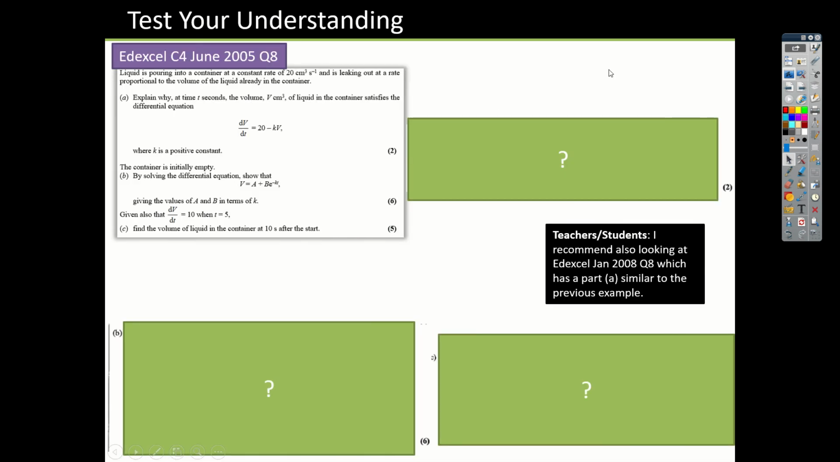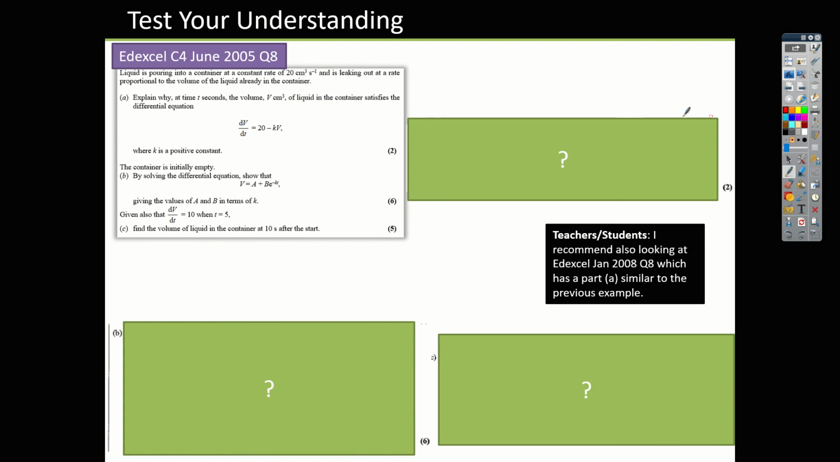Okay, final example. This is another liquid in a container example, so quite a good one to be able to practice and do. So liquid is pouring into a container at a constant rate of 20 centimeters cubed per second. Again, we've got this word rate we've got to pay attention to, and it's leaking out at a rate proportional to the volume of the liquid already in the container. So this looks similar to the rabbits that we had before. We've got proportional to the current value. We've also got this rate here.